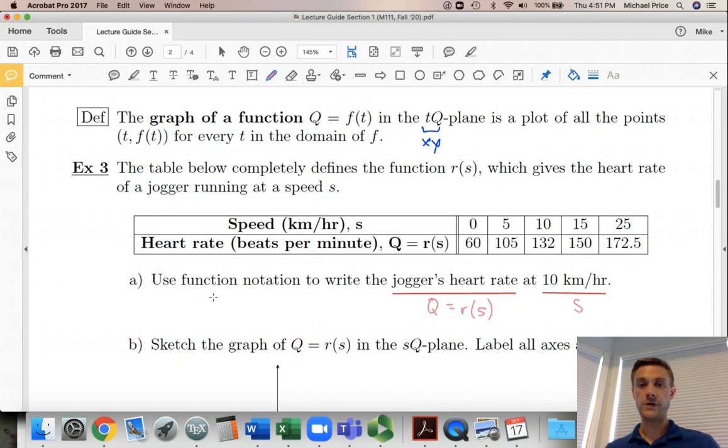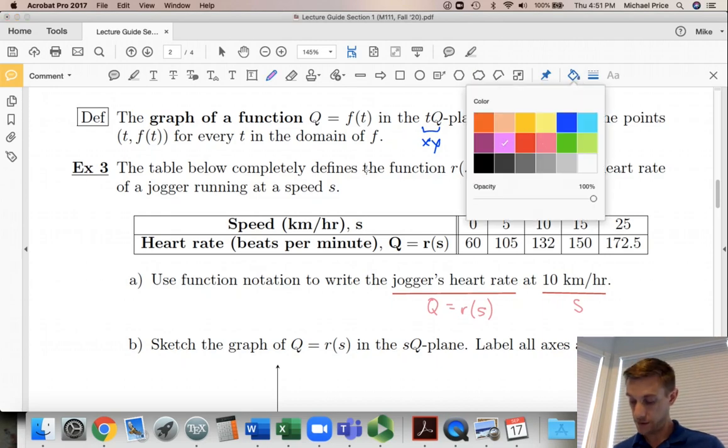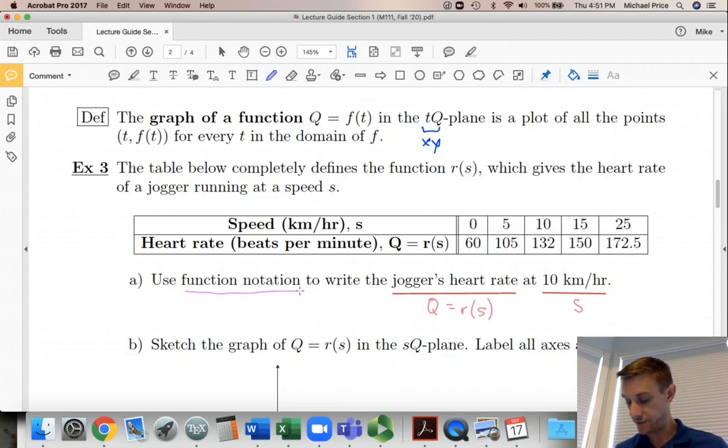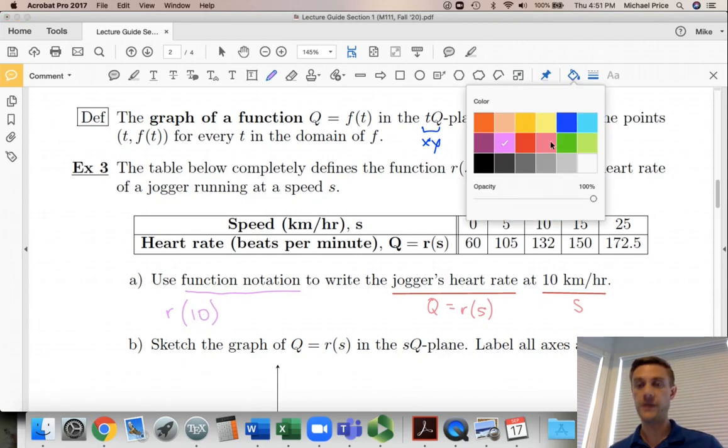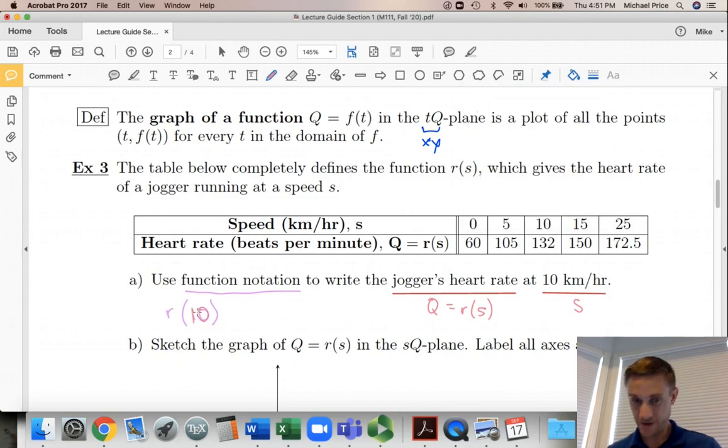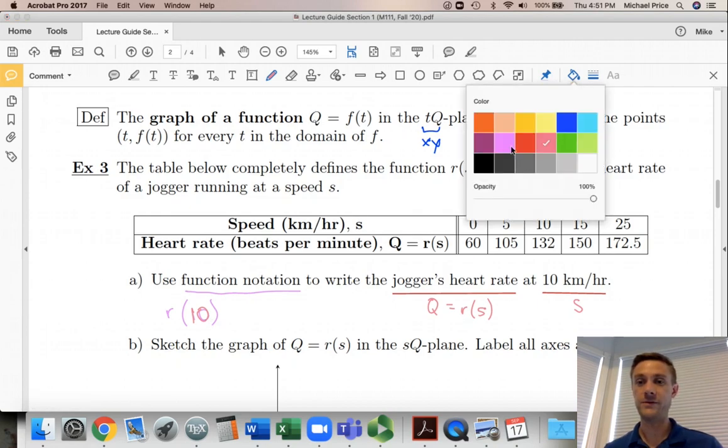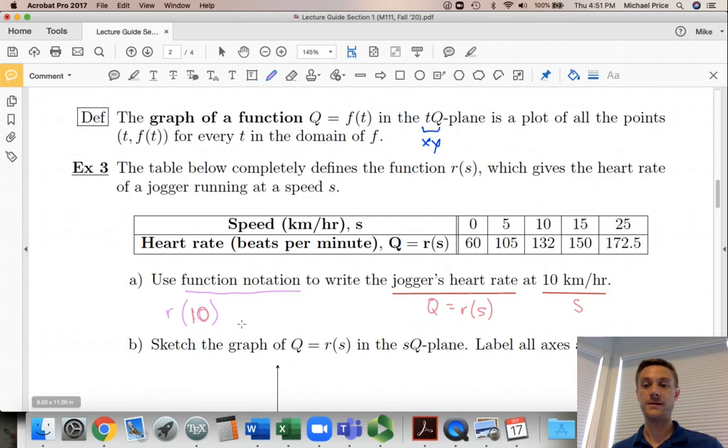And so if we're using function notation to do this, then I think what we're really looking at is, let me get a new color here, so use function notation. So we know that we're looking at R of S, that's our function name, but instead of just any old speed, we're looking at 10 kilometers per hour. So now instead of just saying R of some generic thing, I'm actually going to go ahead and write this. It's fuchsia versus, I don't know, kind of a lavender or something there. Anyway, colors are not as distinct as I might hope. So R of 10 is an expression that represents what we get out of this.